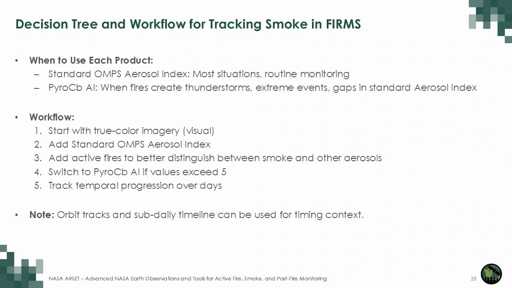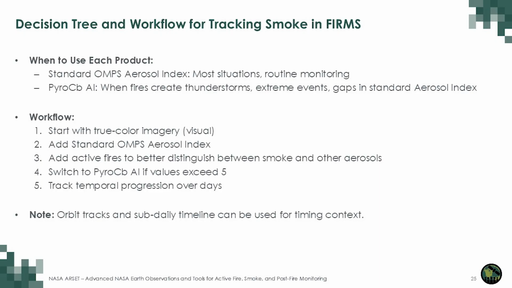I just wanted to recap on when to use each product. So the standard OMPS aerosol index should be used for most situations for routine monitoring for smoke and aerosols. And the Pyro-CB aerosol index layer should be used when there are extreme events, when you think there might be fire-created thunderstorms or gaps in the aerosol index product.